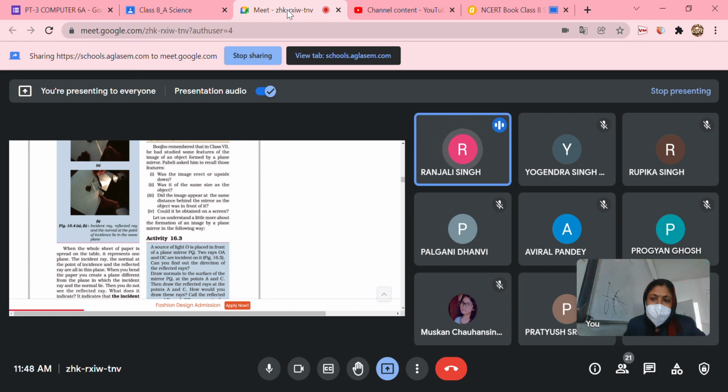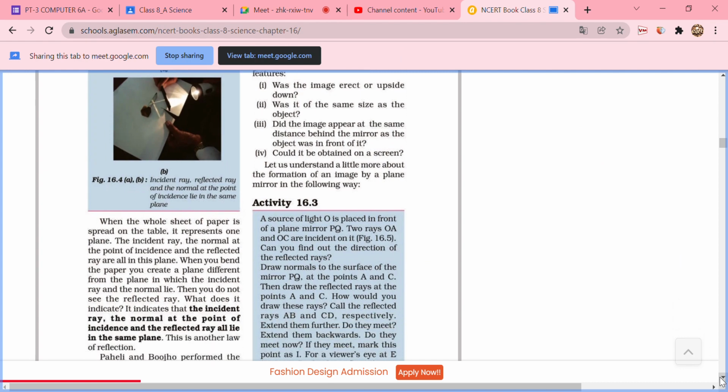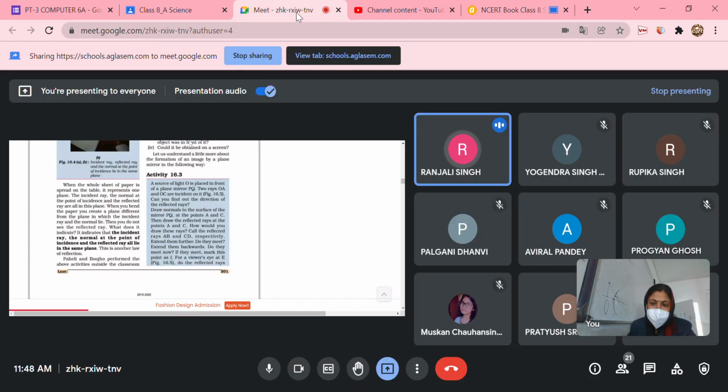Let us understand a little more about the formation of an image by a plane mirror in the following way. Activity 16.3. A source of light O is placed in front of a plane mirror PQ. Two rays, OA and OC, are incident on it, as in figure 16.5. Can you find out the direction of the reflected rays? Draw normals to the surface of the mirror PQ at the points A and C. Then draw the reflected rays at the points A and C. How would you draw these rays?